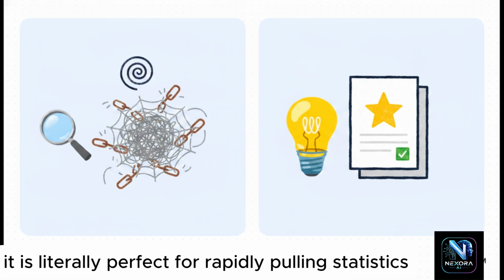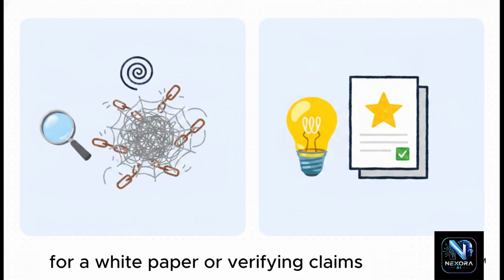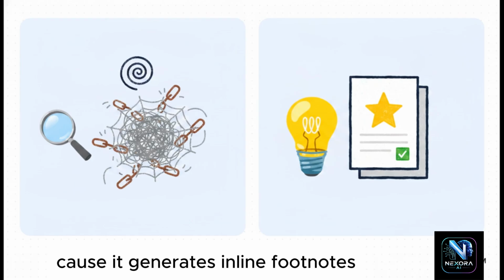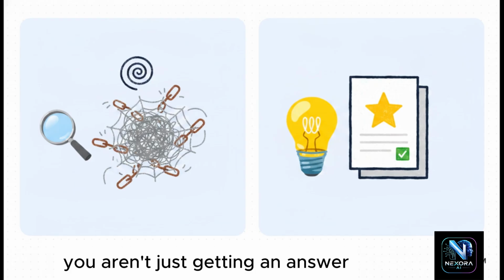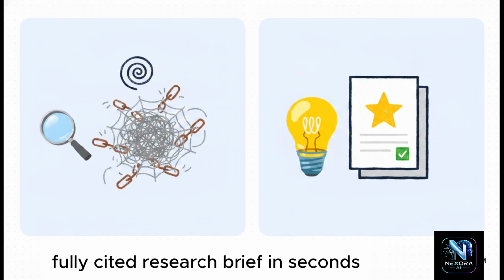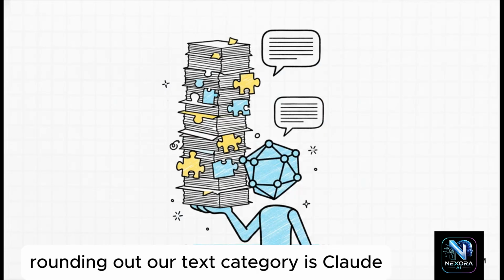It is literally perfect for rapidly pulling statistics for a white paper or verifying claims because it generates inline footnotes linked directly to the primary source. You aren't just getting an answer, you're getting a dynamically generated, fully cited research brief in seconds. Rounding out our text category is Claude.